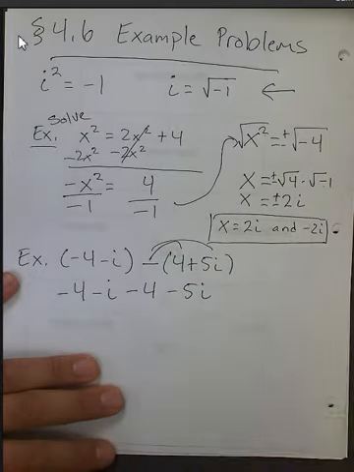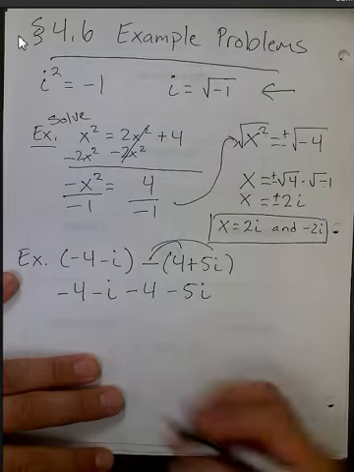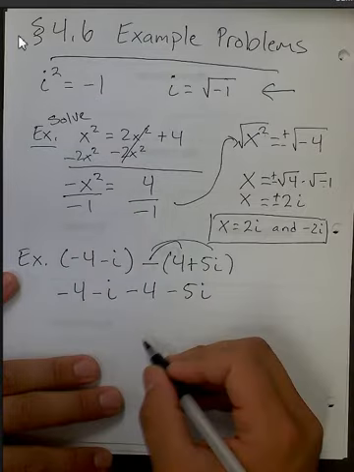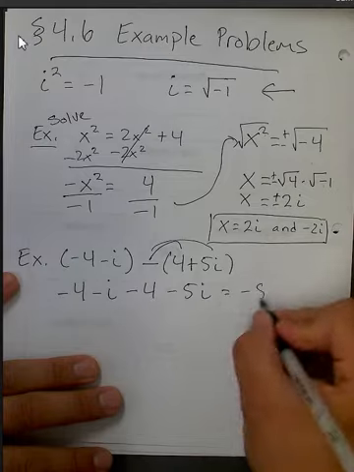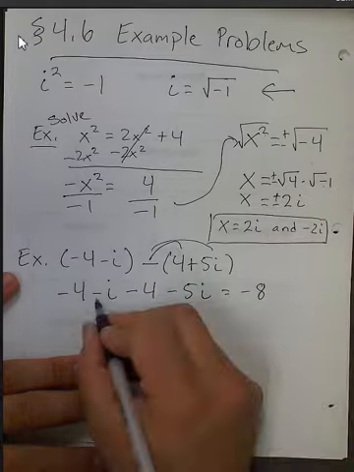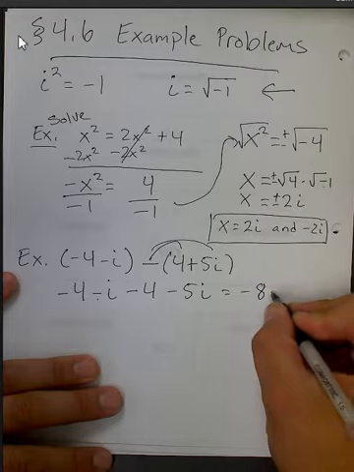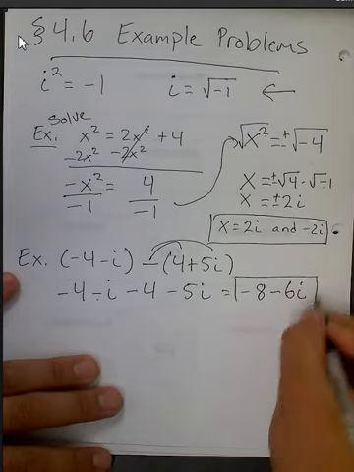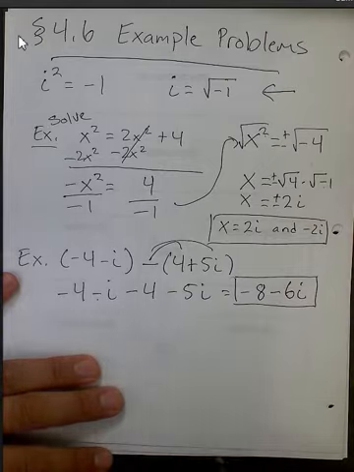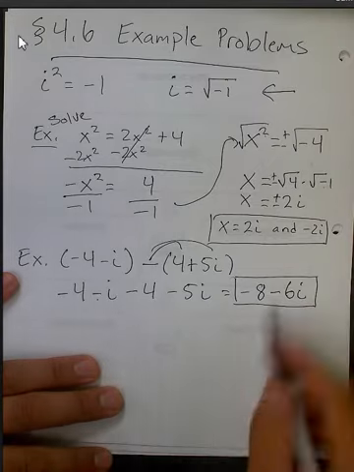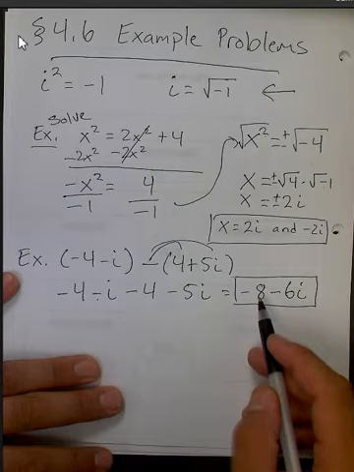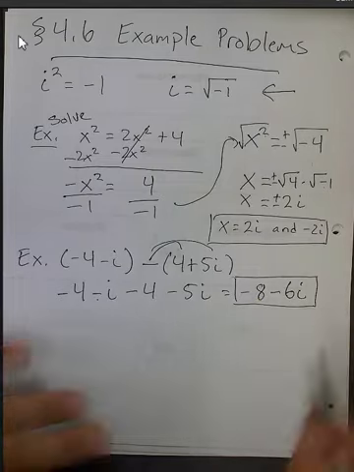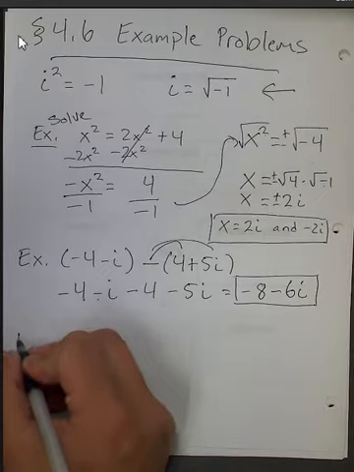Okay? Now we basically combine like terms. -4 and -4 are like terms, so that makes a -8, and -i and -5i are like terms. That becomes -6i, and this is your answer to that problem. A complex number written in standard form with the real part in the front and the imaginary part in the back. Let's multiply some imaginary numbers.